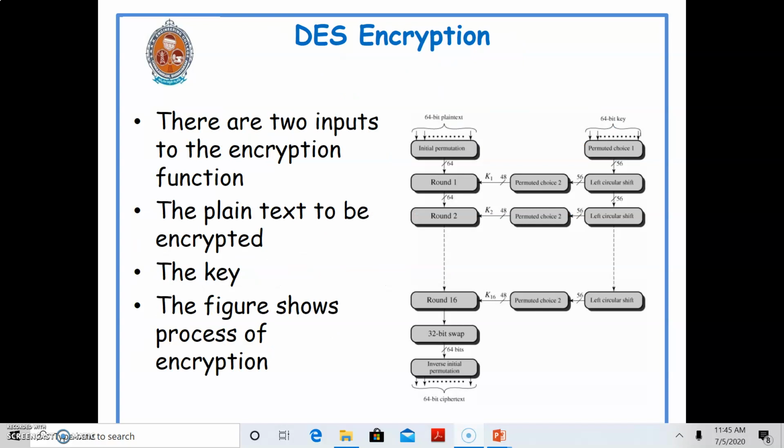DES encryption process. There are two inputs to the encryption function. The first input is the 64-bit plain text and the second one is the key. DES encryption follows electronic codebook mode. Here we divide the given message into 64-bit blocks. Each block undergoes the DES algorithm, and it gives a 64-bit ciphertext as output. All 64-bit ciphertexts are combined and finally we get the cipher message.